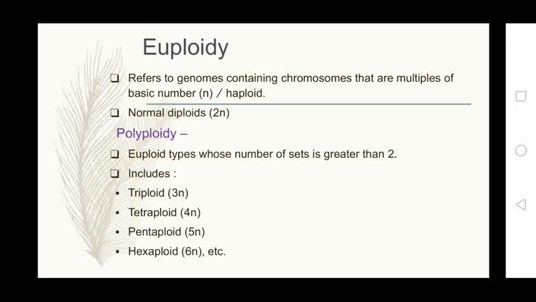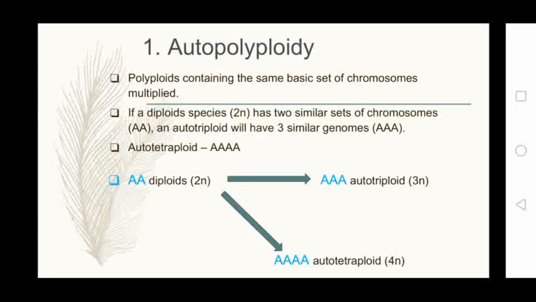There are triploid organisms containing 3n, that is those organisms carry 3 sets of chromosomes. Then tetraploid types, they carry 4 sets of chromosomes, and pentaploid 5n, they carry 5 sets of chromosomes. Then hexaploid carry 6 sets of chromosomes. Then polyploidy can be of different types: autopolyploidy and allopolyploidy. Autopolyploids are polyploids containing the same basic set of chromosomes multiplied.